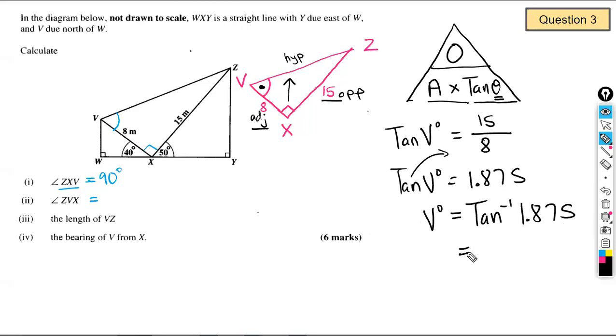So quickly work out that on the calculator for those who didn't provide an answer. And that will be our answer for part 2. Tan inverse of that. Send it on the chat there. Right, and we are getting roughly what? 61.93 degrees. I'll put a little arrow here. Let me update my diagram. 61.93 degrees.